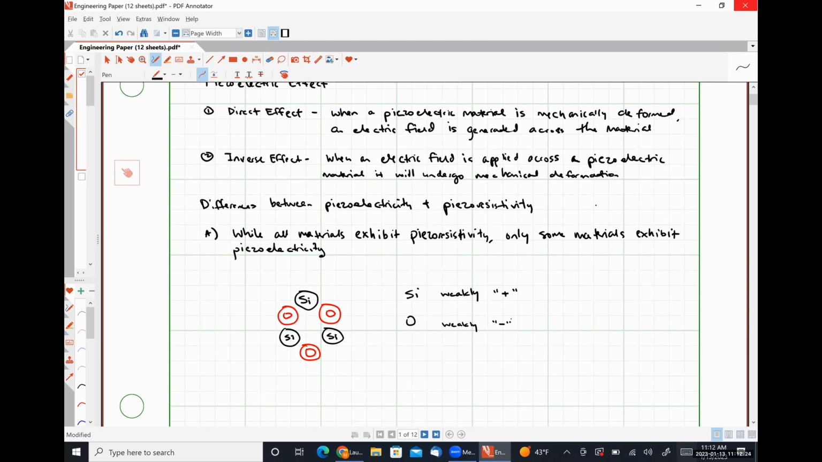And the other criterion is that our material cannot have point symmetry, okay? So what that means is that directly across from the silicon atom can't be another silicon atom, and directly across from the oxygen atom can't be another oxygen atom. And I'll show you why this is important, okay? So if the drawing that I have here represents our crystal in an uncompressed state, where is the center of positive charge?